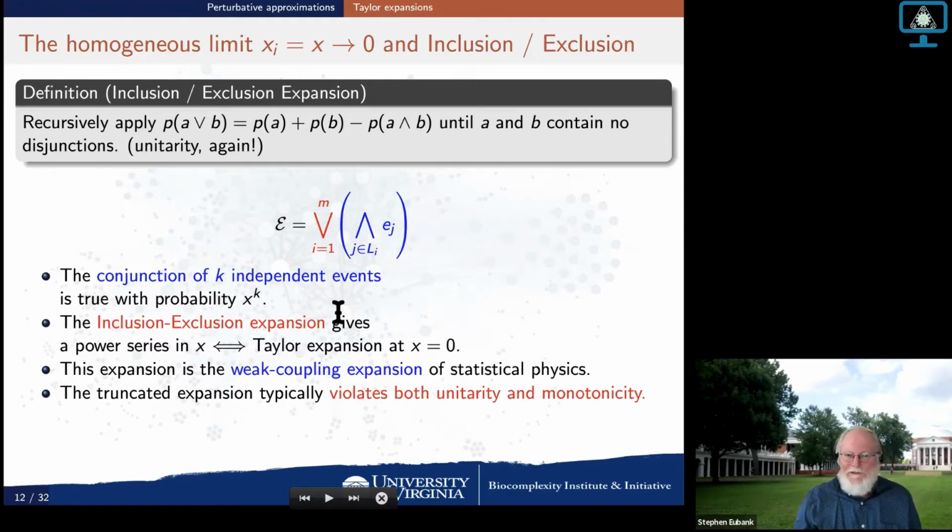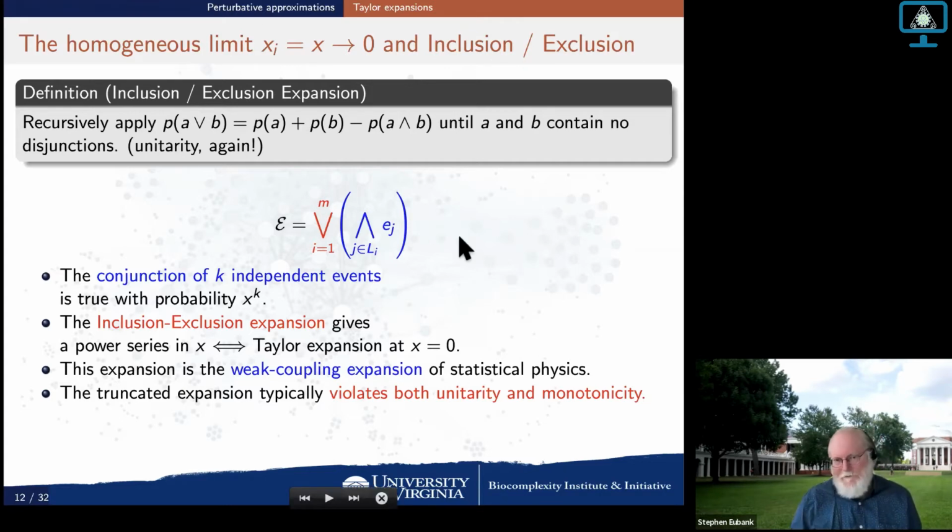So this expansion is the weak coupling expansion of statistical physics. Notice I didn't say it's analogous to, it's not like it, it is the weak coupling expansion of statistical physics, which is one of the workhorses for finding out what the consequences of your Hamiltonian are. However, when you truncate this expansion, which has like 2 to the n terms, where n is the number of events in here, the truncated expansion typically violates both unitarity and monotonicity, which are basically the only things we have in our toolbox to work with.